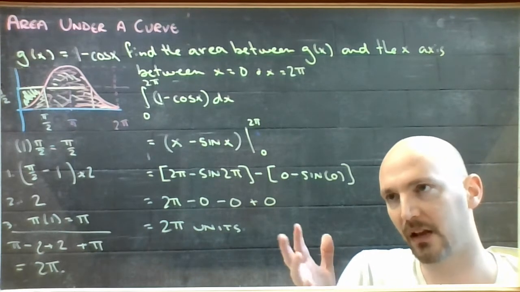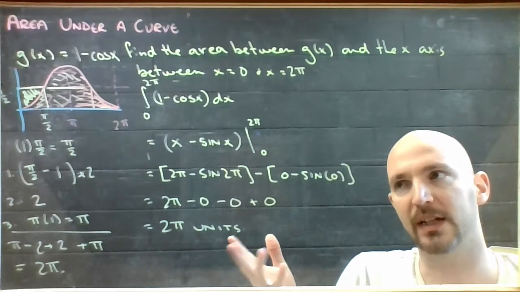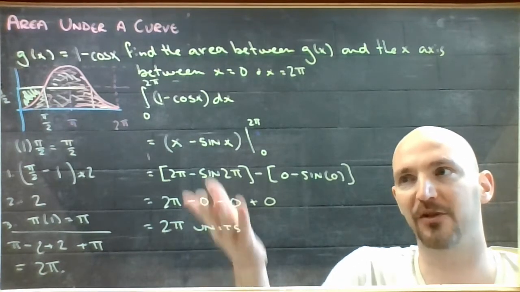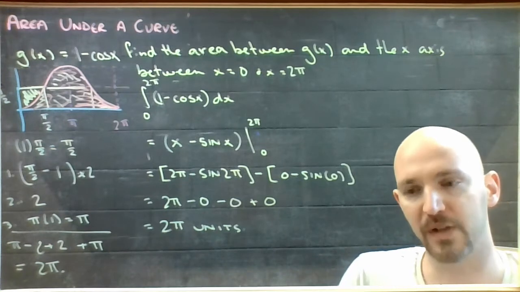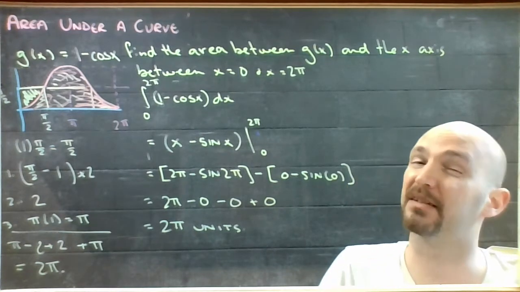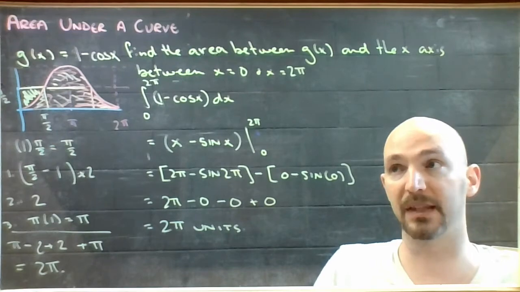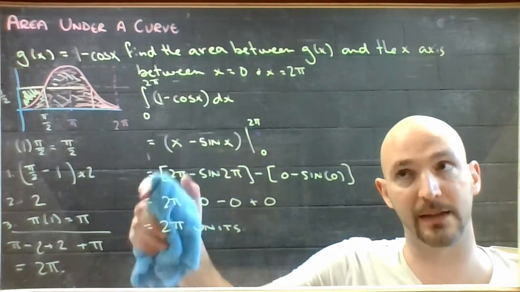So basically, you can get the area under any curve just by integrating it between these 2 x values. So I have one more example to do where we have to do a limit to actually get the area, and then we're going to try and figure out why this is happening.